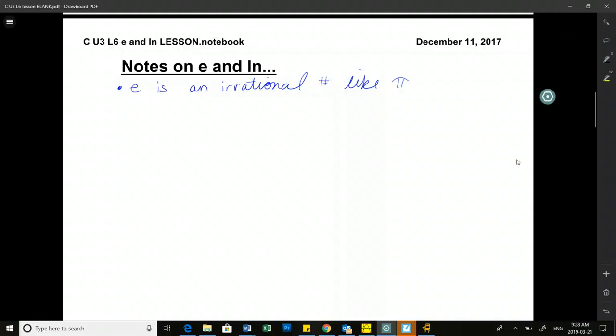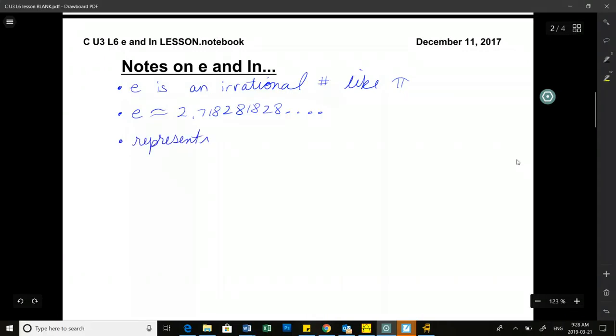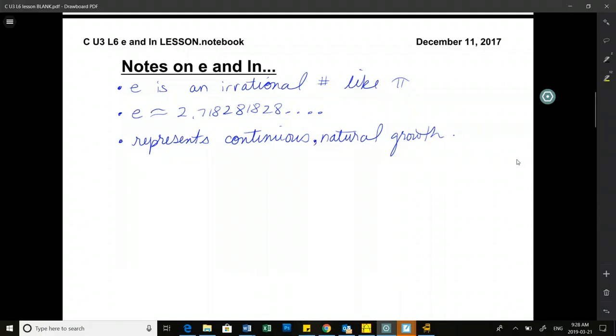Okay, so e is irrational like pi. e is approximately equal to a number, and so on. This number is stored in your calculator. The thought behind e is that it represents continuous natural growth. Okay, that is the thought. So e is already stored in your calculator. You should know where your e button is.